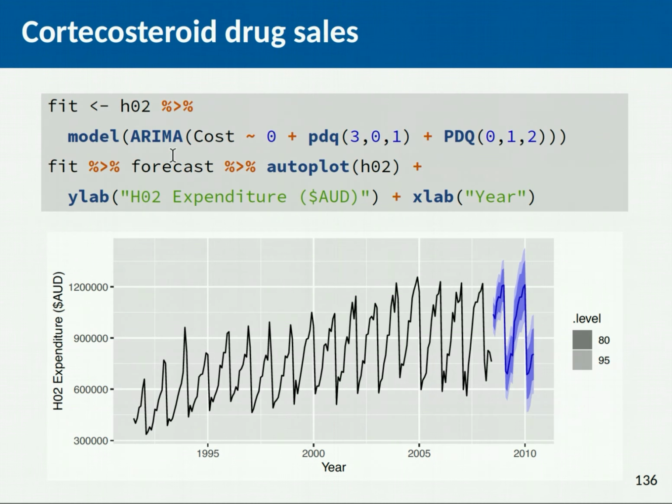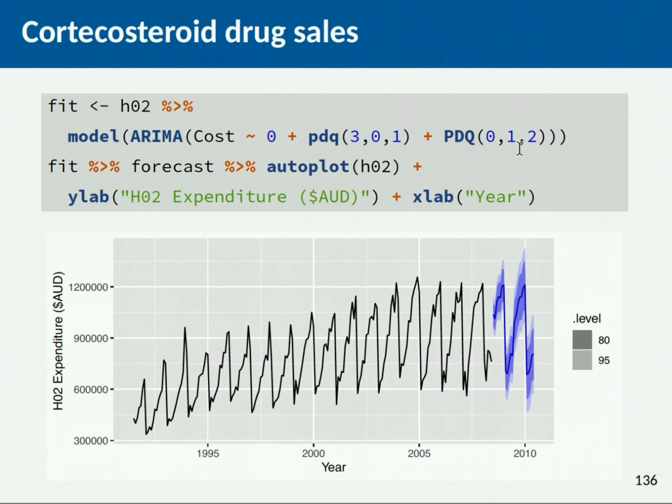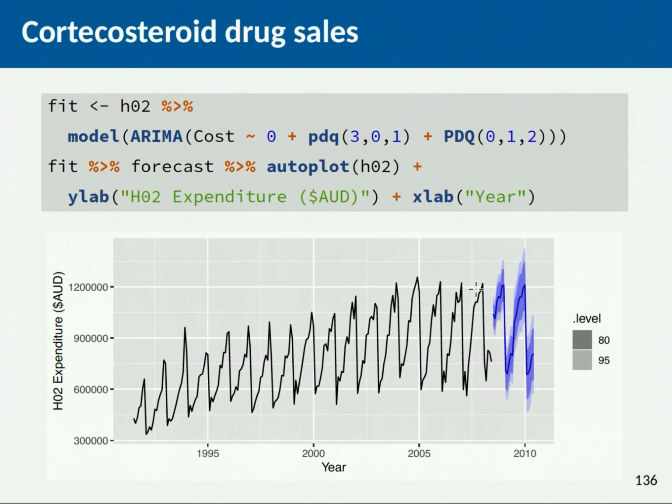In this case, we're using PDQ 301012 as the model and then using it to forecast. And this is nice because it has tight prediction intervals for the sales. So we're using 301012, this model right here, which gives us these tight forecasts.